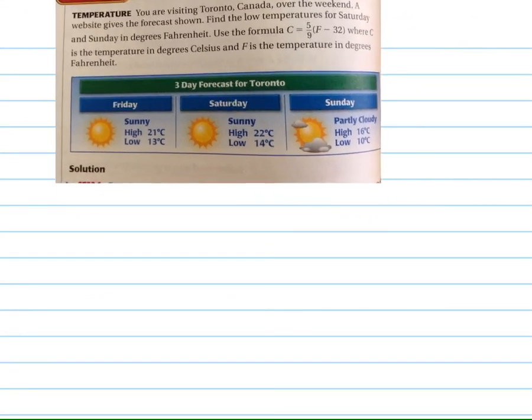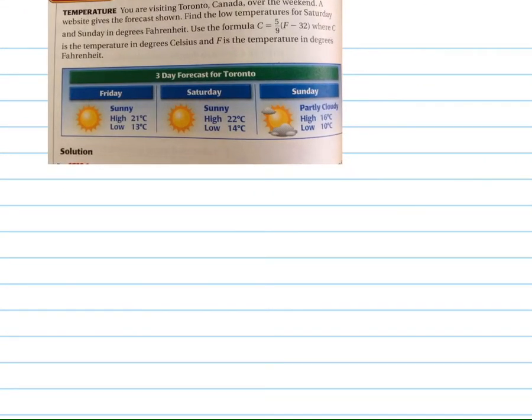So what we want to do is find all of those temperatures in Fahrenheit, because we're in Canada, they're giving us temperatures in Celsius, and being Americans, we like to read our temperature in Fahrenheit because that's the scale that we understand better.